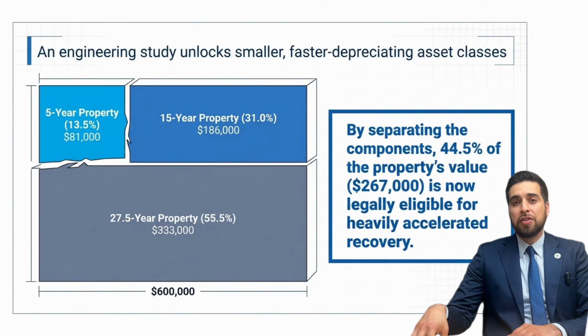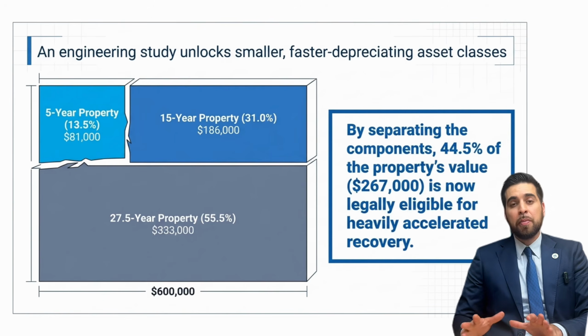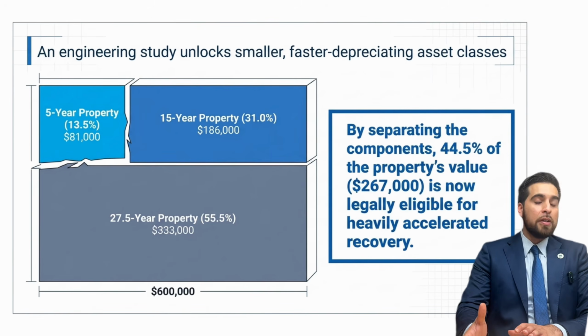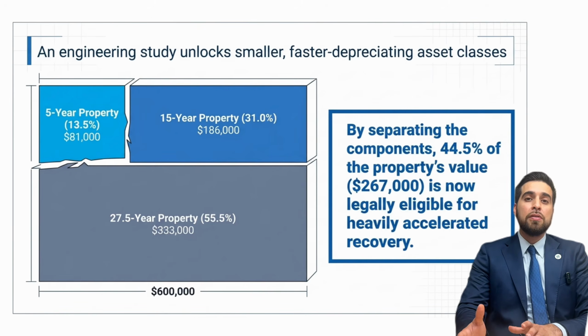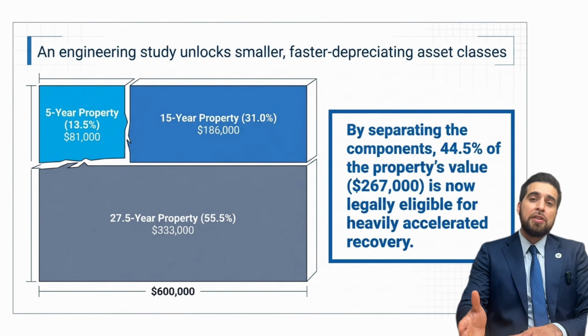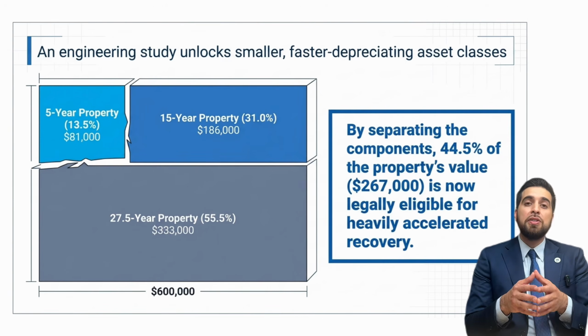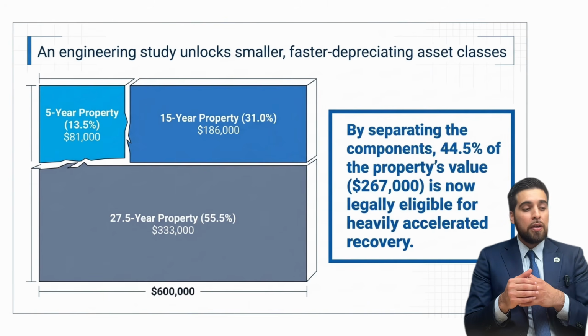In this cost segregation analysis study, we're going to break up that 600,000 into multiple parts, into 5-year, 15-year, and 27.5-year to make it simple. We're going to assume that 13.5% of that 600,000 is going to be depreciated over 5 years, 31% of that 600,000 over 15 years, and the remaining 55.5% over 27.5 years.